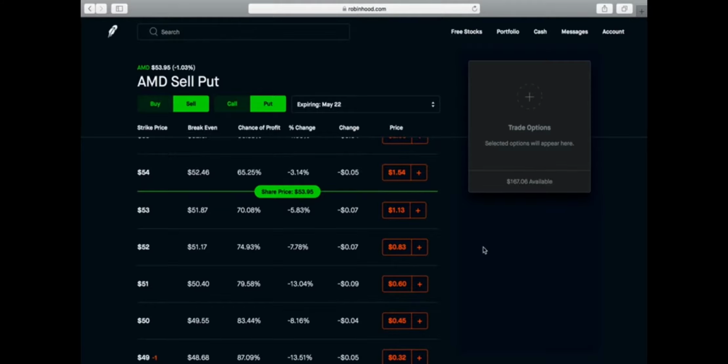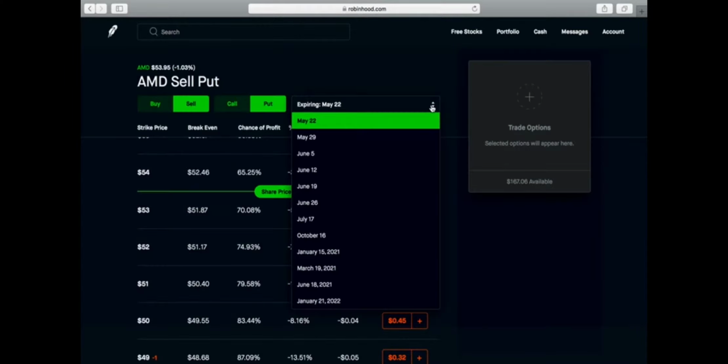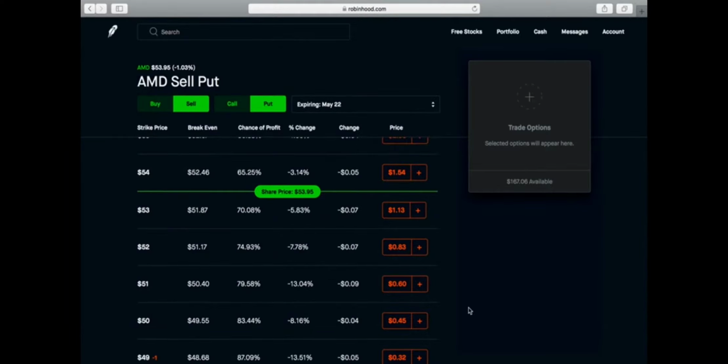Selling a put is basically a contract between you and someone else. And here's how it works. So firstly, there's an expiration date on this contract, as you can see up here. You can choose a date to decide when this contract expires. So May 22nd is next Friday, so I'm going to leave it there, which means this contract would expire next Friday. And here's how it works, guys.